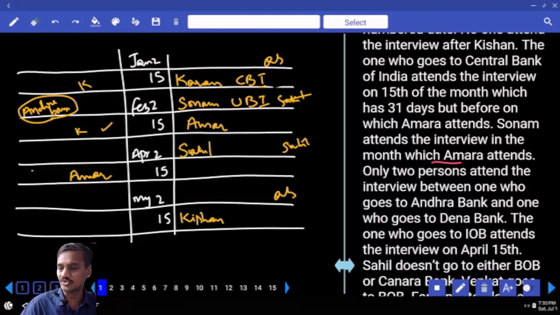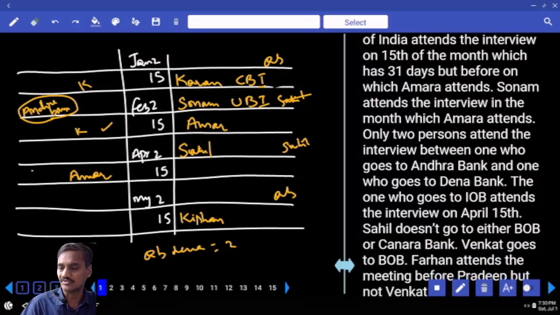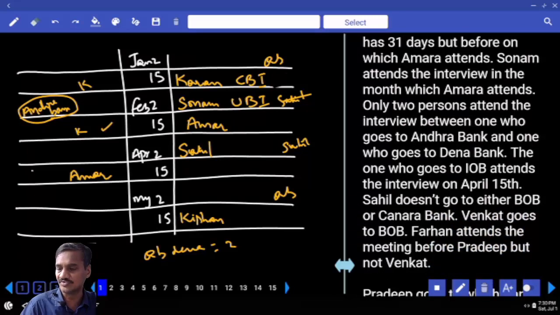Then only 2 persons interview between Andhra Bank and the one who goes to Dena Bank. Andhra Bank and Dena Bank, there must be exactly 2 people. And the one who goes to IOB attends the interview on 15th, April 15th. April 15th is the one going to IOB.